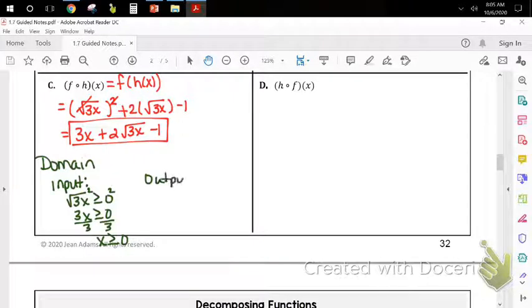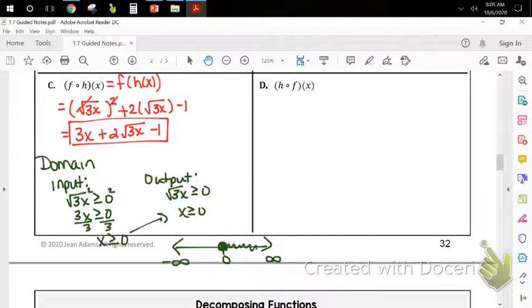Then you got to look at your output. Well, my output, no fraction, but I do still have that square root of 3x. So the same thing, right? So I don't really need to work it twice. I can already see it's going to be x is greater than or equal to 0. So they're the same. So if I look at my number line, if x is greater than or equal to 0, it's going to start at 0, and greater than is to the right. So I can see it's between 0 and positive infinity, and 0 is included, so it gets a bracket. And so there's our domain of this composition.